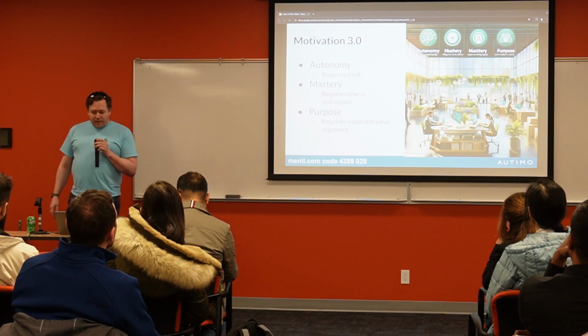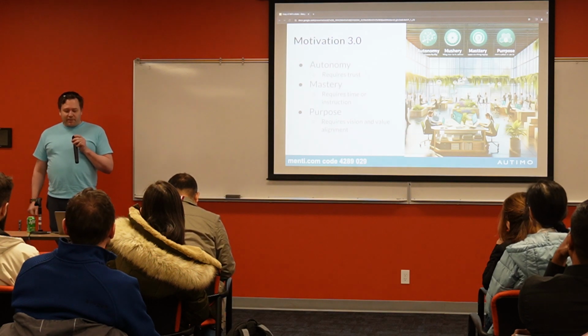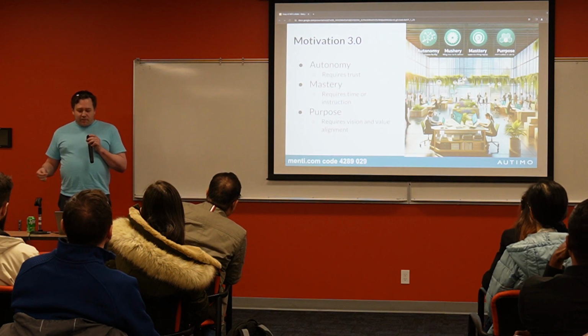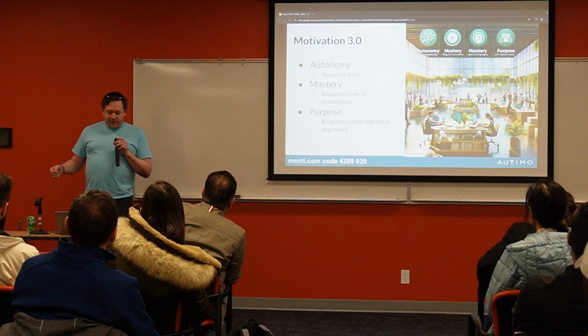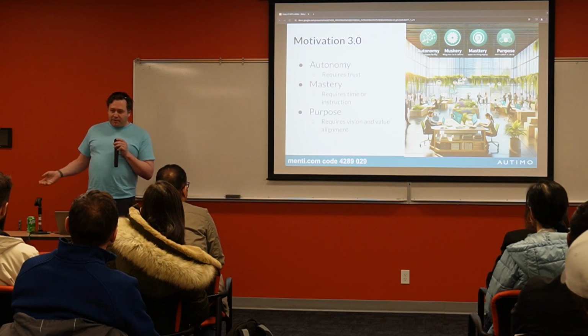So it's essential that people are allowed to thrive by doing the work they're truly passionate about. And Pink argues that to be passionate and engaged, you need three factors. You need autonomy, mastery, and purpose.